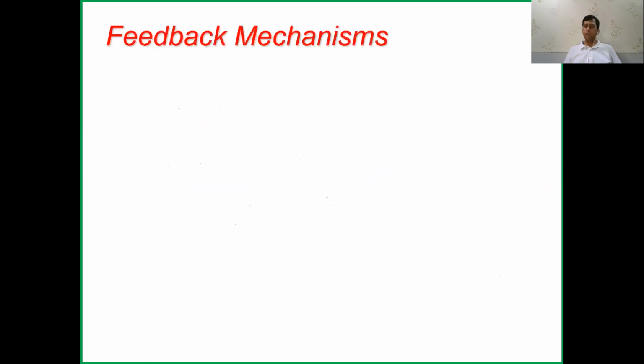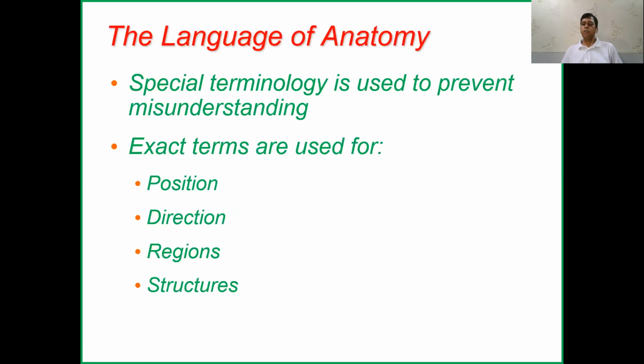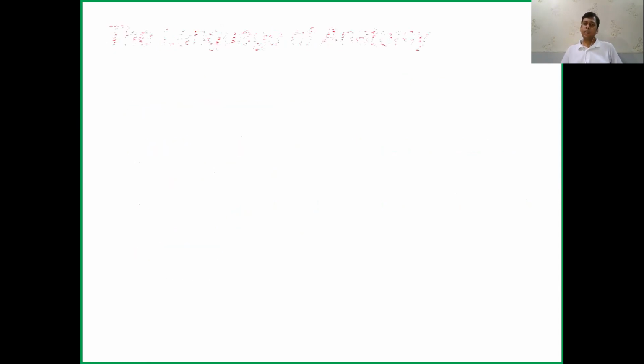But there is some positive feedback. Say at the time of birth of a baby, oxytocin is released when there is more contraction in the uterine muscle. There is strong stimulation, and this strong stimulation will send a signal to the pituitary gland to secrete more oxytocin. So this is called positive feedback. Even in blood clotting this mechanism works. But generally it is the negative feedback mechanism. So this is all about basic physiology.